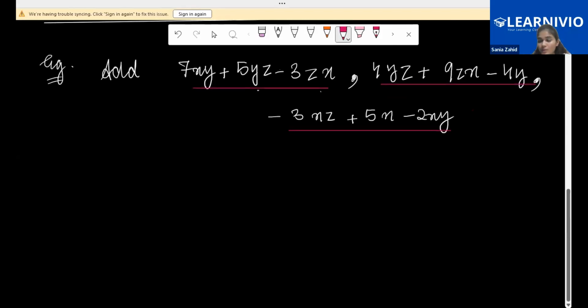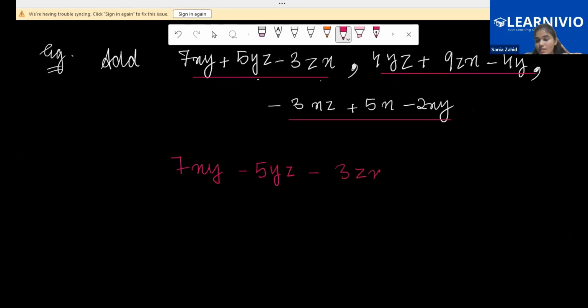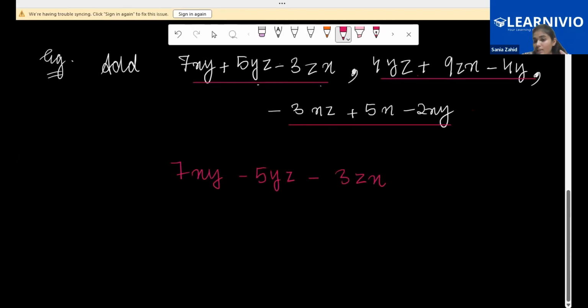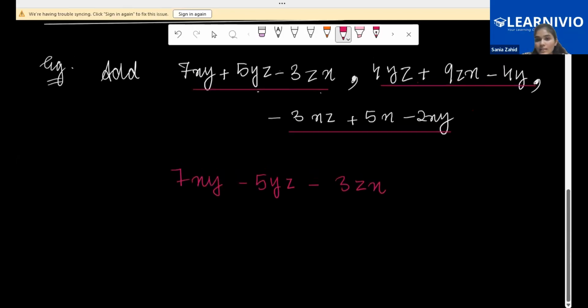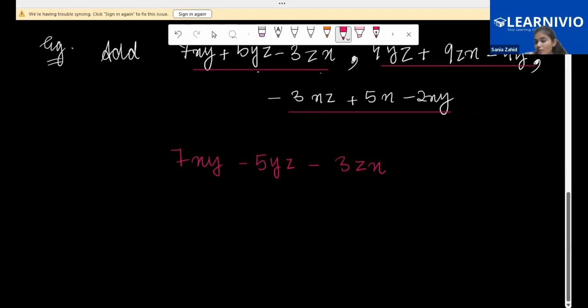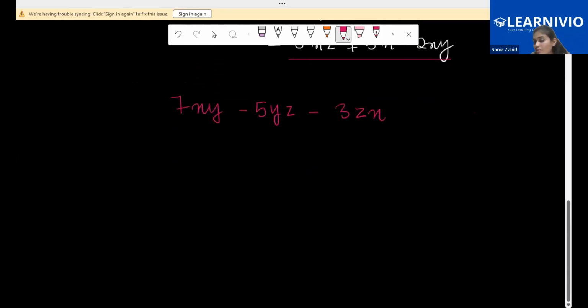First of all, you write the first expression. So the first expression is 7xy minus 5yz minus 3zx. So this is my first expression. Now children, write down the second expression very carefully. Just look at it. You have 4yz plus 9zx minus 4y. Like 4yz, is there any variable with yz in the first one? Yes, ma'am. Minus 5yz. So I can write down 4yz below minus 5yz.